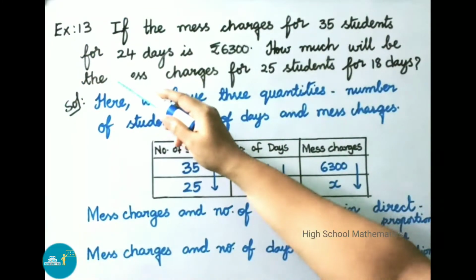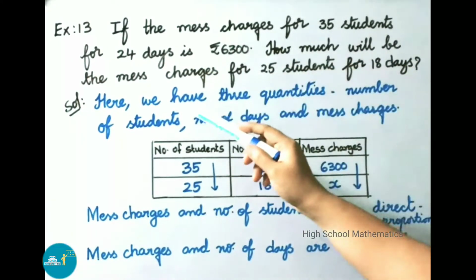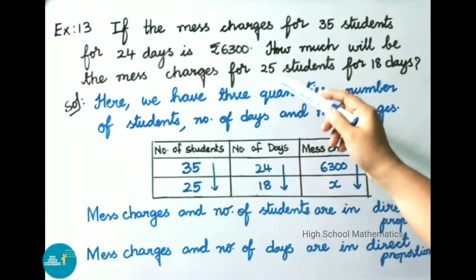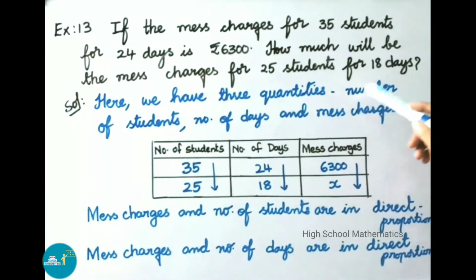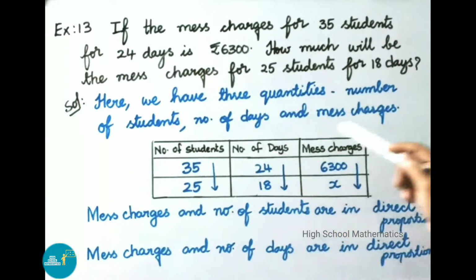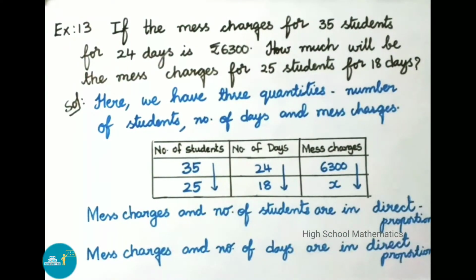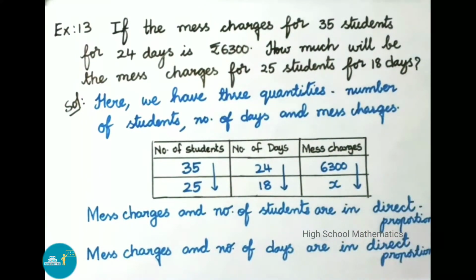See now example 13. If the mess charges for 35 students for 24 days is 6,300 rupees, how much will be the mess charges for 25 students for 18 days? Let us see the solution. Here we have three quantities in this question: number of students, number of days and mess charges. Now we have entered all those values in tabular form in three columns.